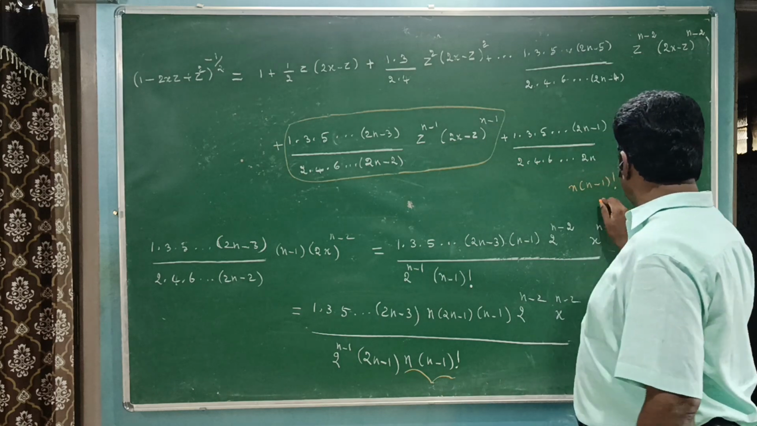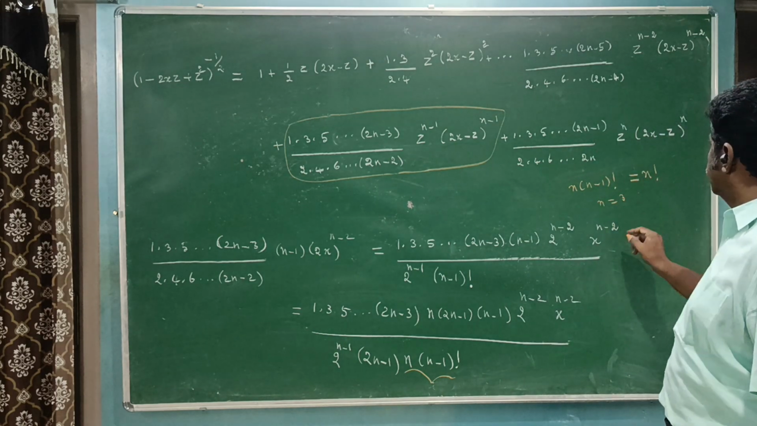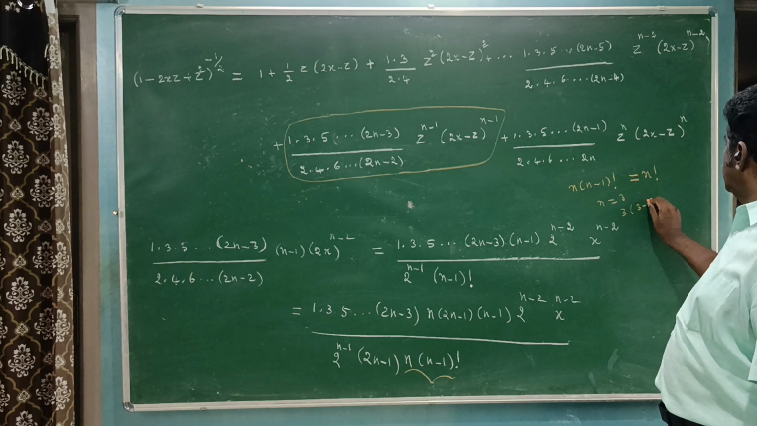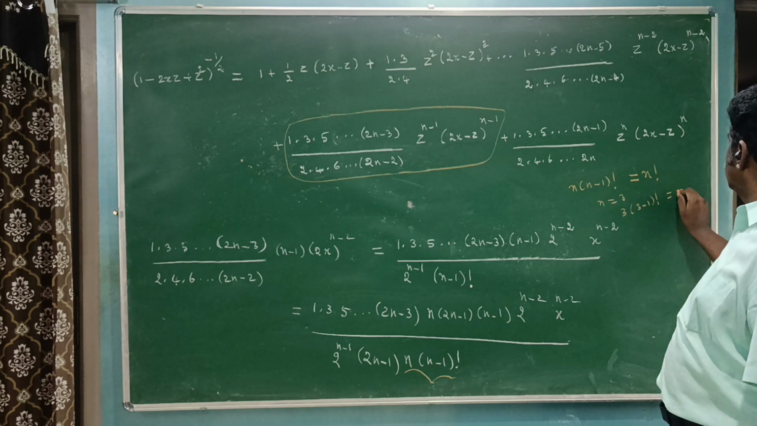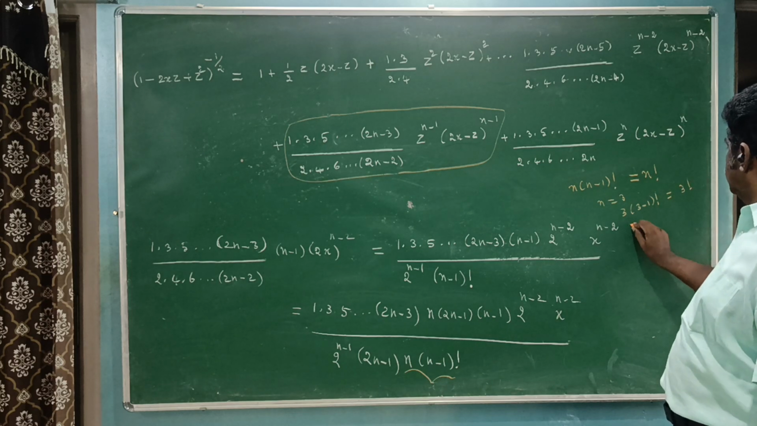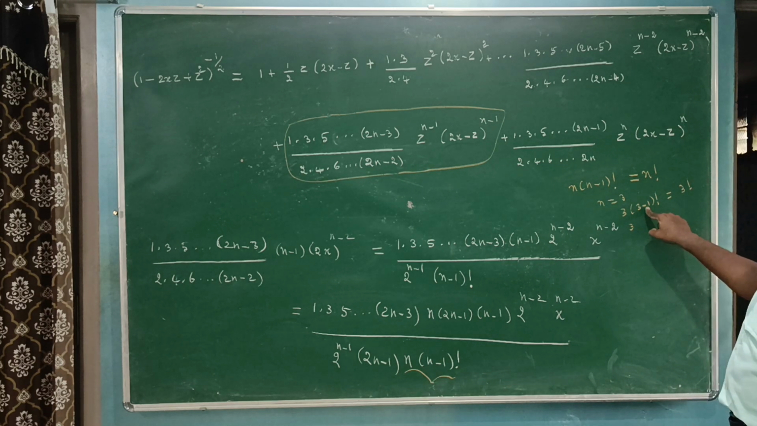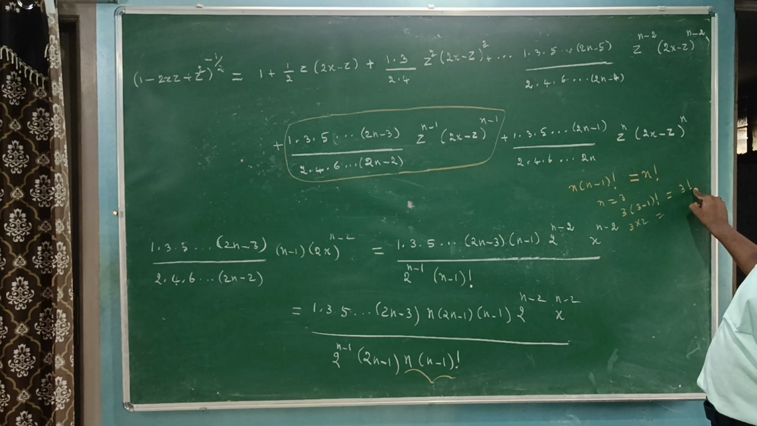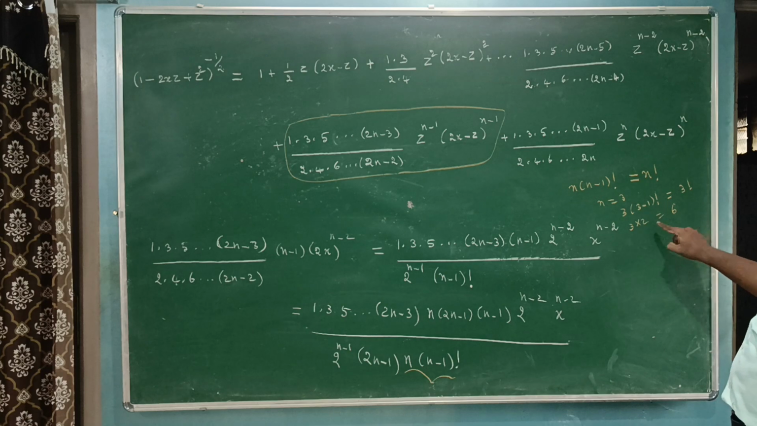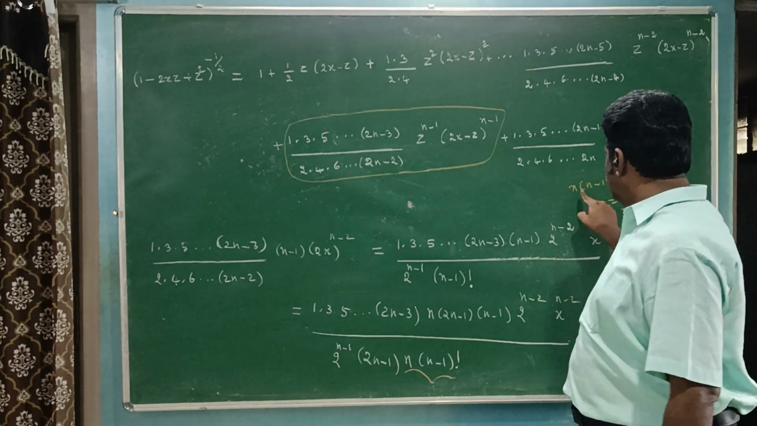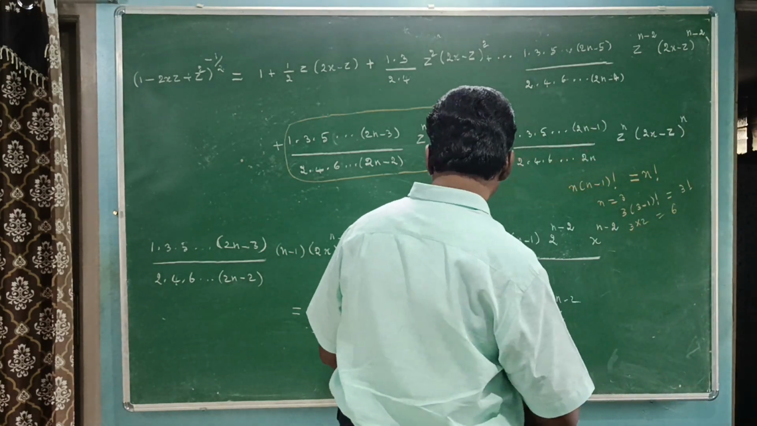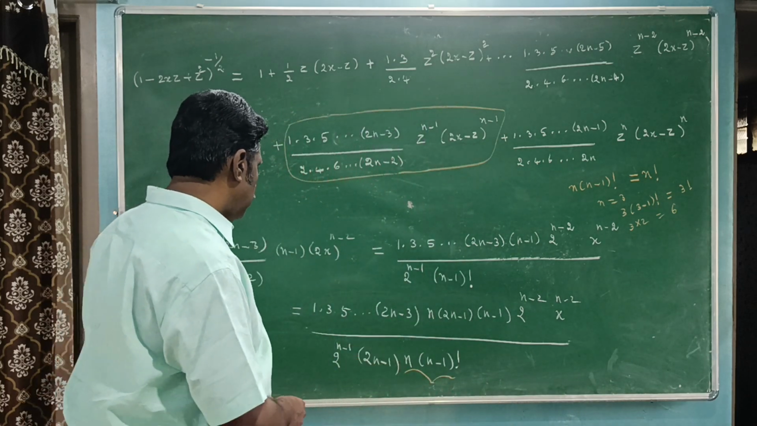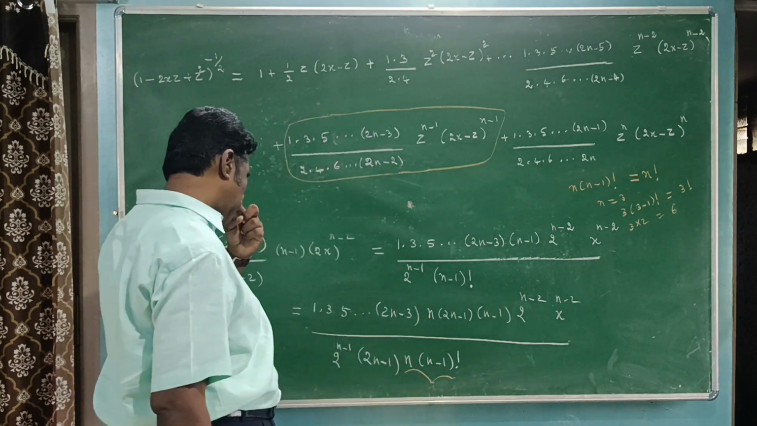For example, put n is equal to 3. 3 into 3 minus 1 factorial, which is equal to 3 factorial. See, 3 into 3 minus 1 is 2. 2 factorial is 2. 3 factorial is 6. So 3 into 2 is 6, 6 equal to 6. So instead of n into n minus 1 factorial, we may put n factorial. This is replaced by n factorial.